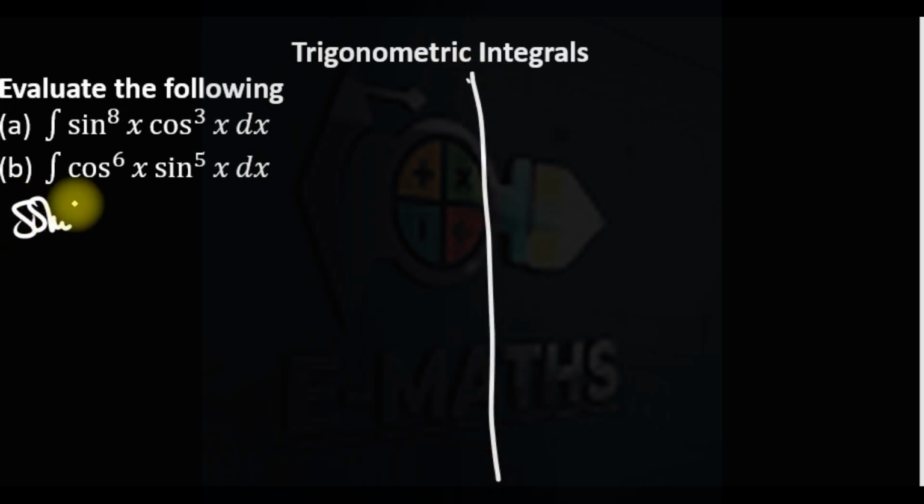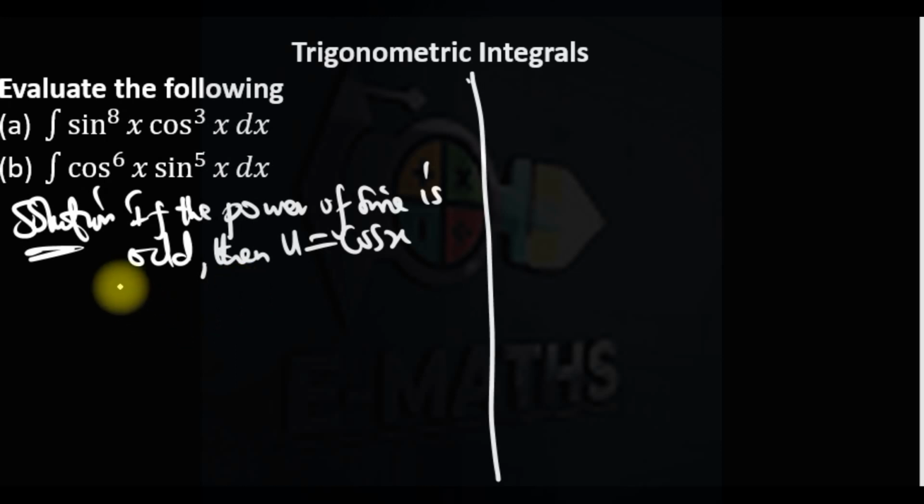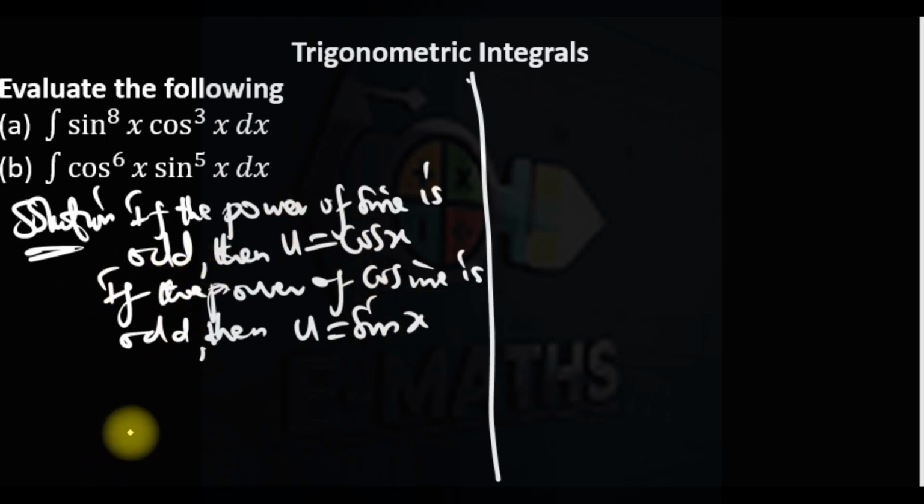The first thing we need to know is that if the power of sine is odd, then our u is cosine. Or if the power of cosine is odd, then our u is sine. So very, very important.